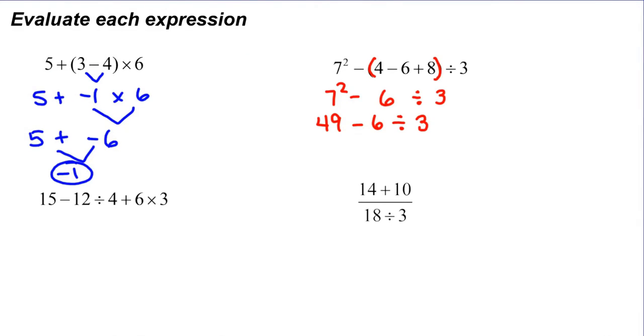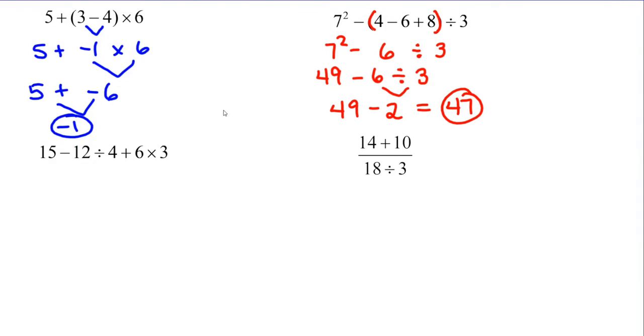So now I'm left with subtraction and division. Division has to come first, so I will do the 6 divided by 3, which is 2. So I have 49 minus 2, and that's the last operation I have to do, and it's 47. So that's how I would evaluate that expression using the order of operations.